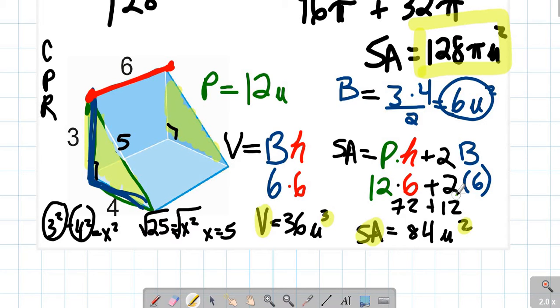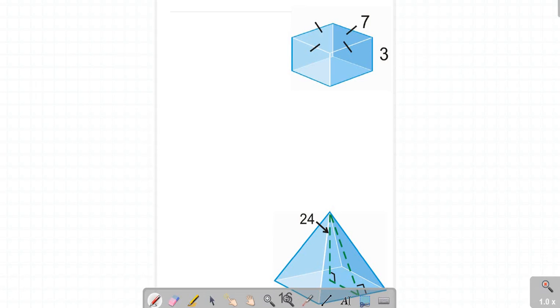Shade, trace, perimeter, base, equations. Circle, plug, chug. What I mean by circle, plug, chug is to circle the stuff like this. I didn't really explain that. Circle it and plug it in. And chug is my euphemism for get it done.